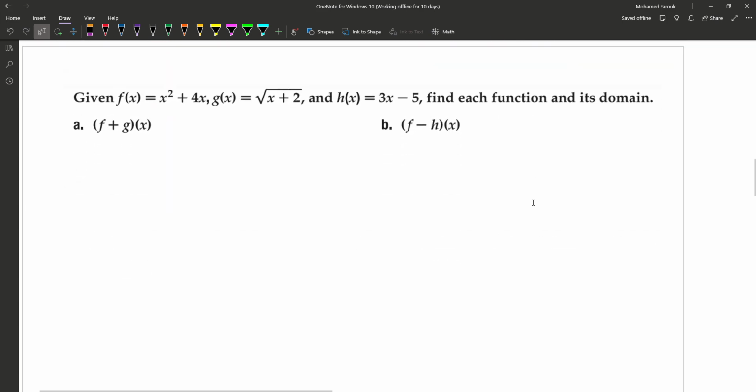Okay, let's move. Given that function f of x is equal to x squared plus 4x, g of x is equal to root of x plus 2, and h of x is equal to 3x minus 5, find each function and its domain.